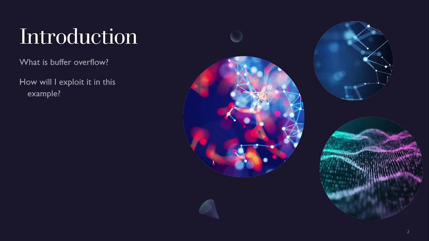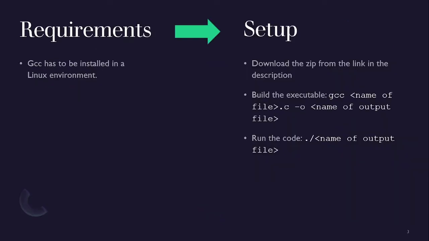I will exploit this in two ways in this example. Firstly, I will use it to crash a running program, and secondly, I will use it to manipulate values in an array of strings to potentially change another user's input.